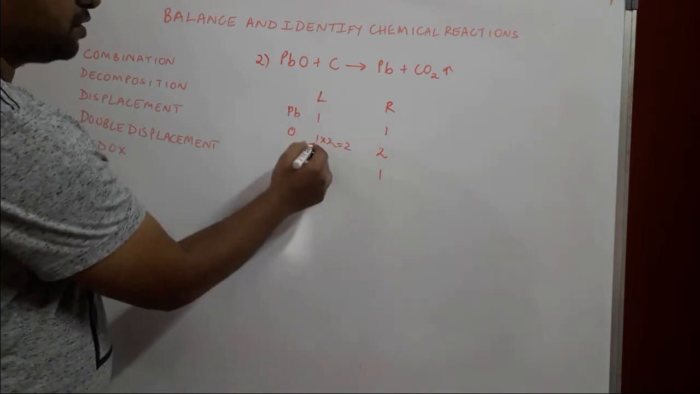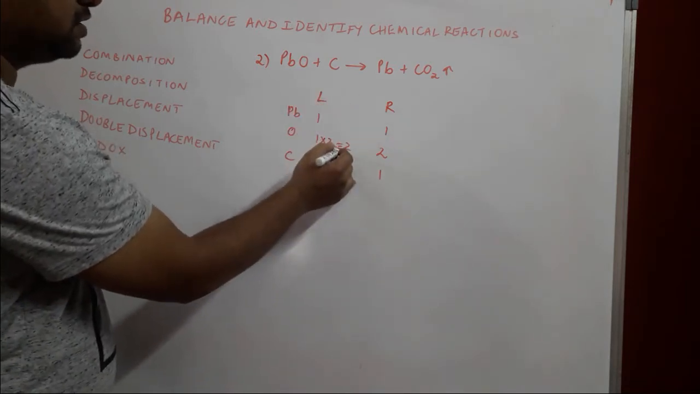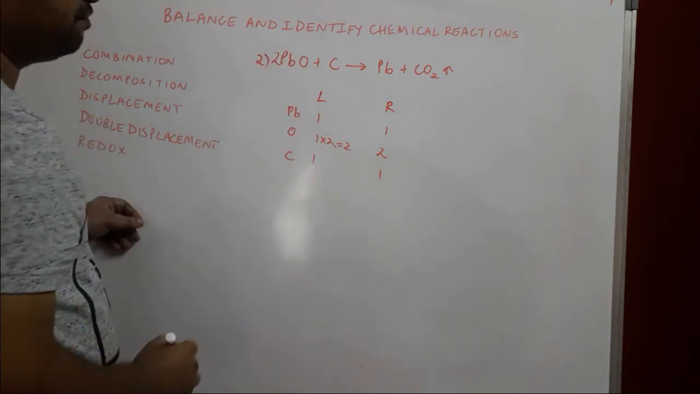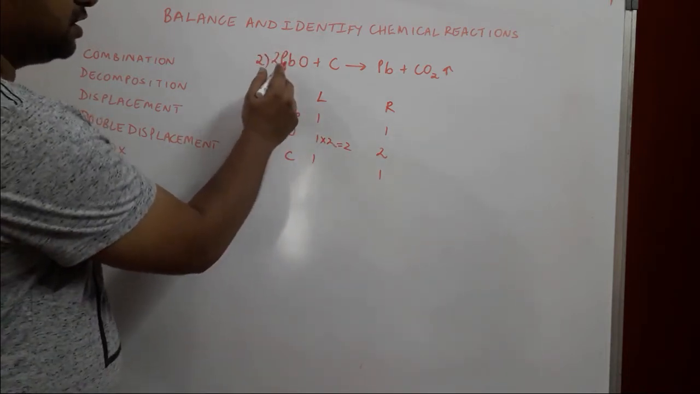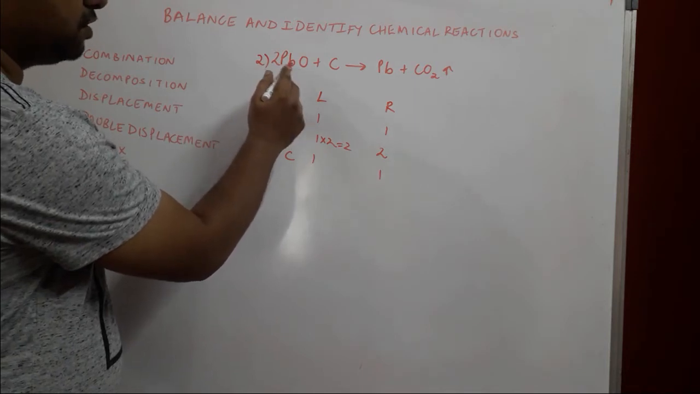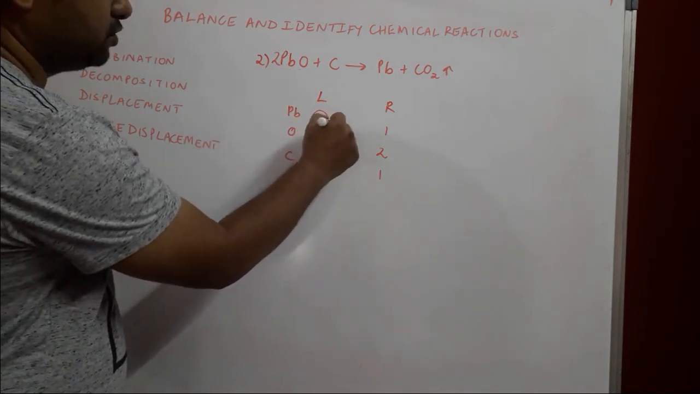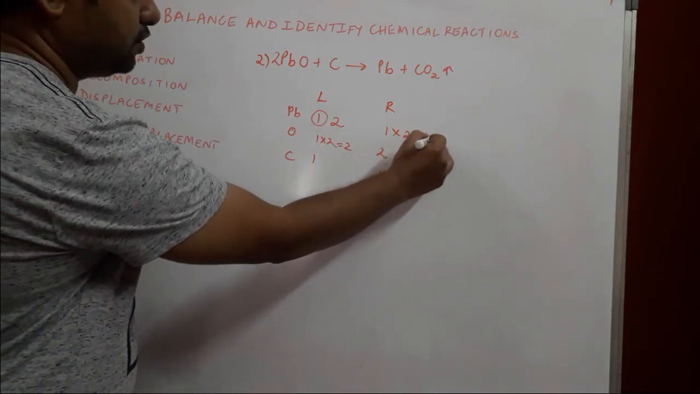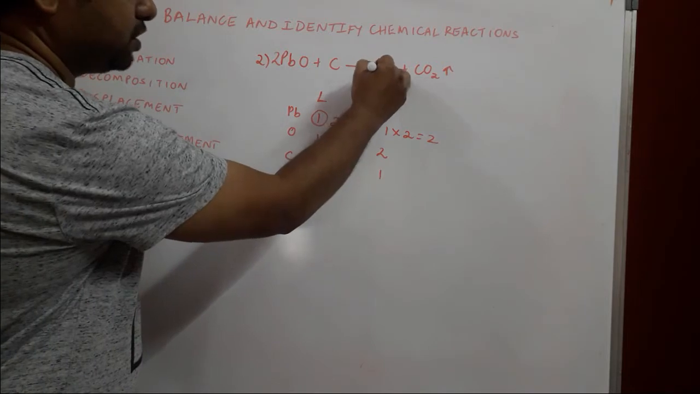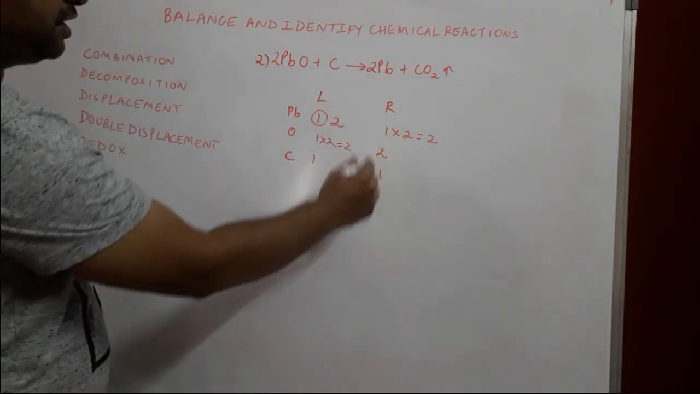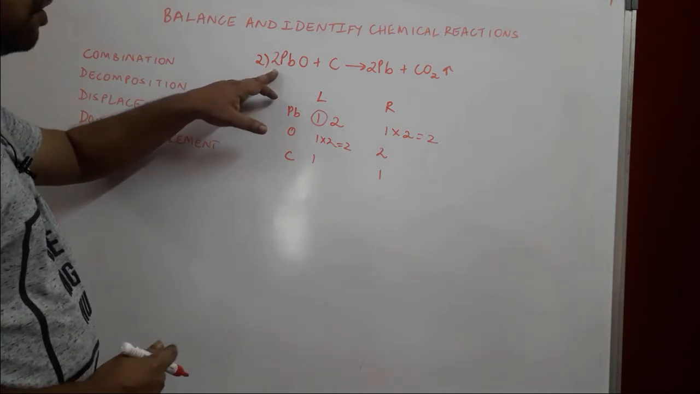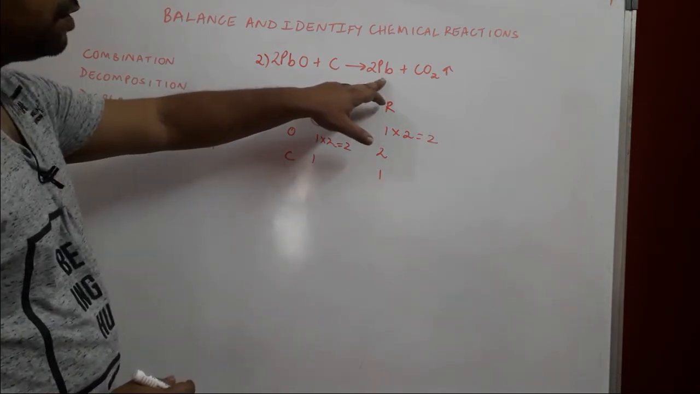Now to reflect this balanced oxygen atoms we need to put a 2 in front of PbO. Once we do that, the number of atoms of lead on the reactant side increases from 1 to 2. To balance this we need to multiply this by 2, which means we need to put a 2 over here, and now I think it is balanced. Okay, we can have a look. 2 atoms of lead on the reactant side, 2 of lead on the product side.